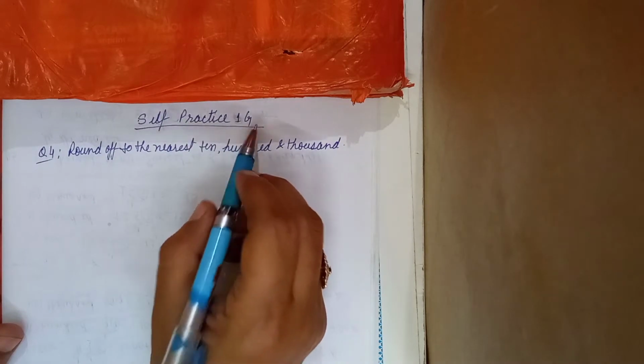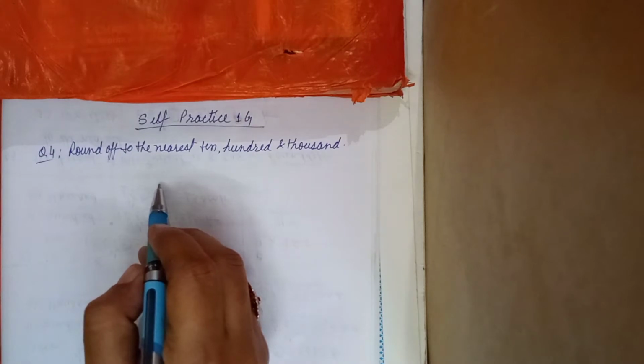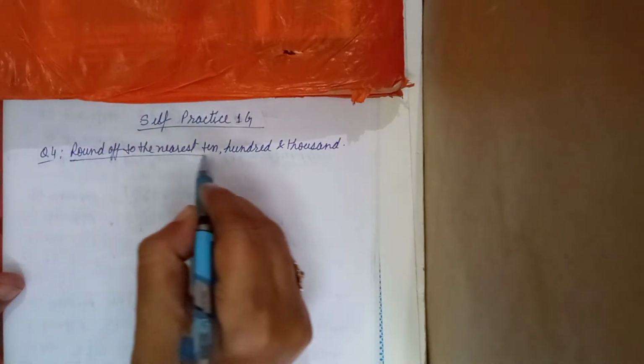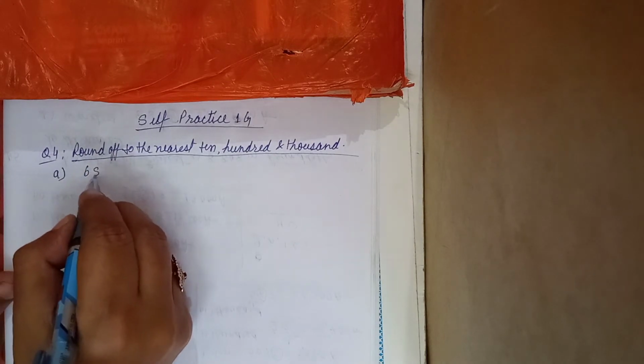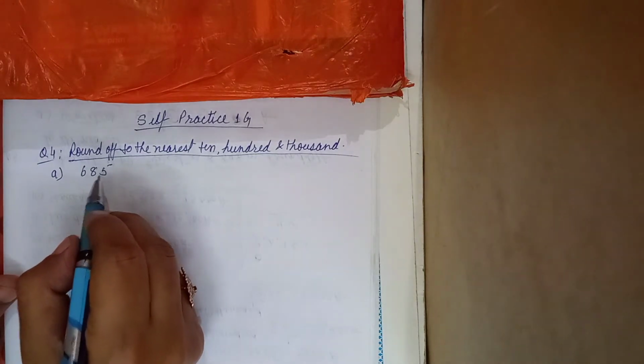Self practice 1G में we are going to do question number 4. Question number 4 में it is given, give the approximation of the following number to the nearest 10, 100 and 1000. Means you have to round off the number, what it is given, to the nearest 10, 100 and 1000. So question number A में the number is given 685. 685 को we will round off to 10, 100 and 1000.